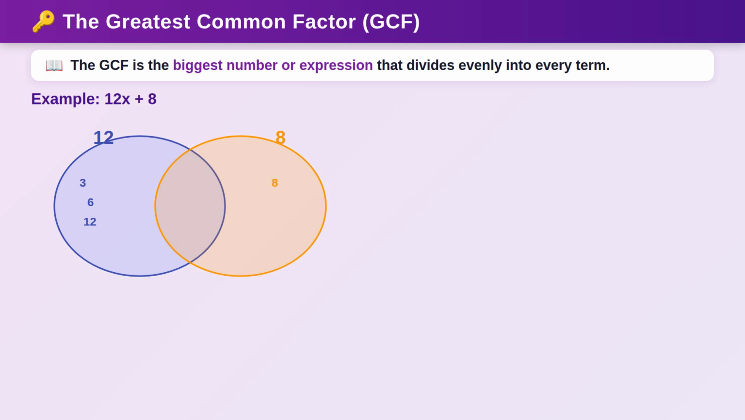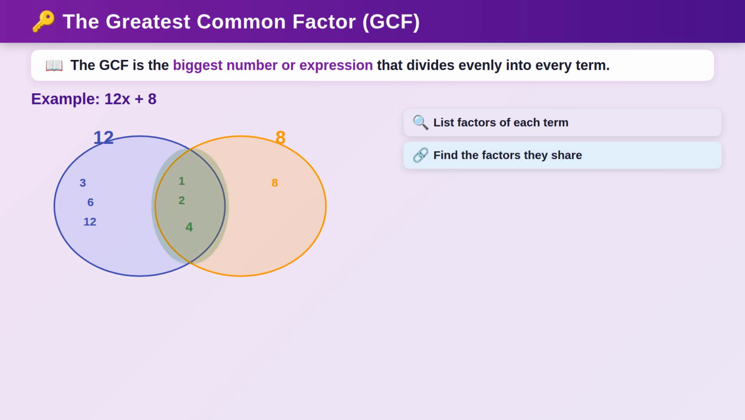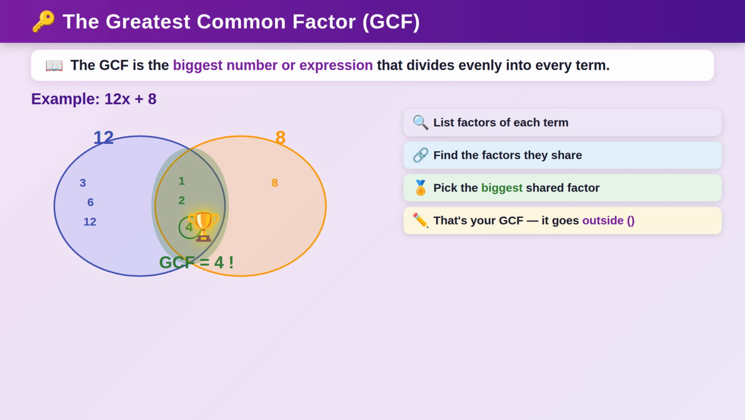Here's your secret weapon, the greatest common factor, or GCF. The GCF is the biggest number, or expression, that divides evenly into every single term. Let's say you have 12x plus 8. The terms are 12x and 8. Ask yourself, what's the biggest number that goes into both 12 and 8? Well, factors of 12 are 1, 2, 3, 4, 6, and 12. Factors of 8 are 1, 2, 4, and 8. The biggest one they share? That's 4. So our GCF is 4. This goes outside the parentheses when we factor.